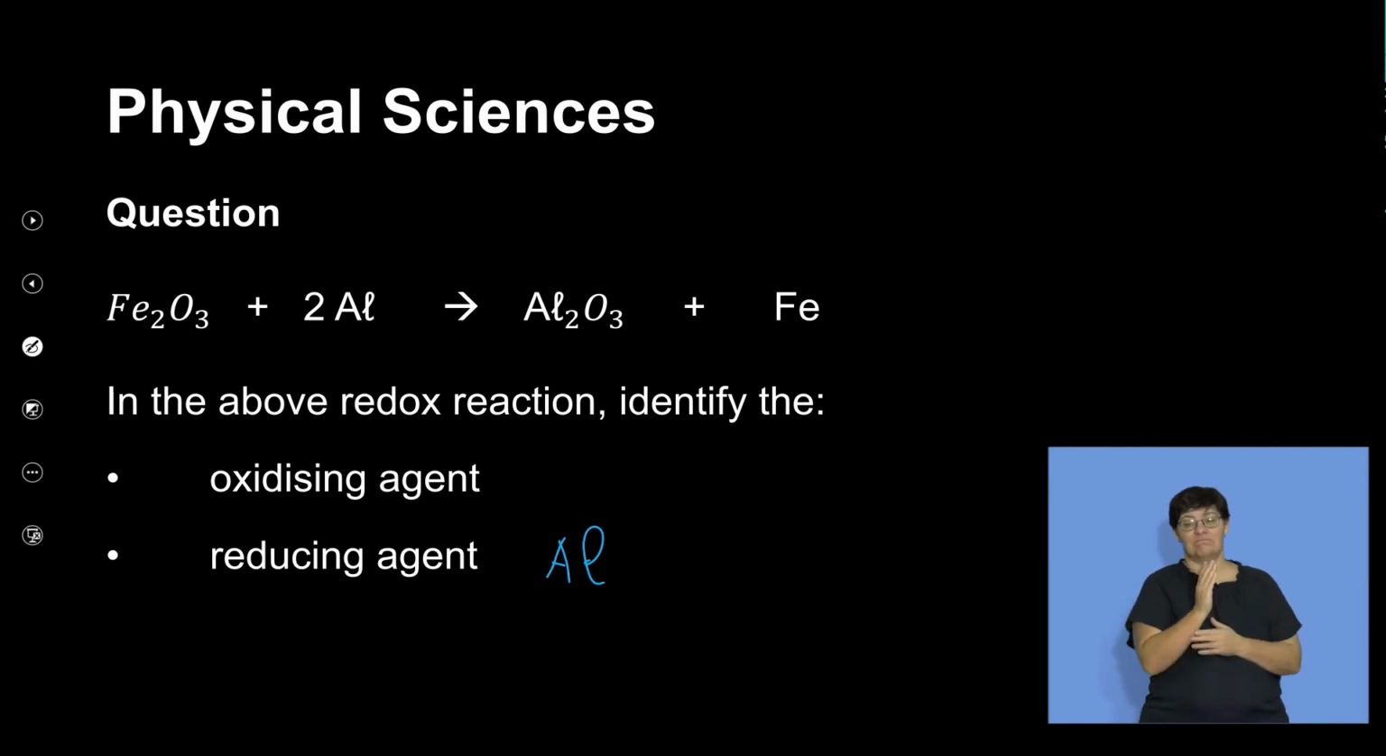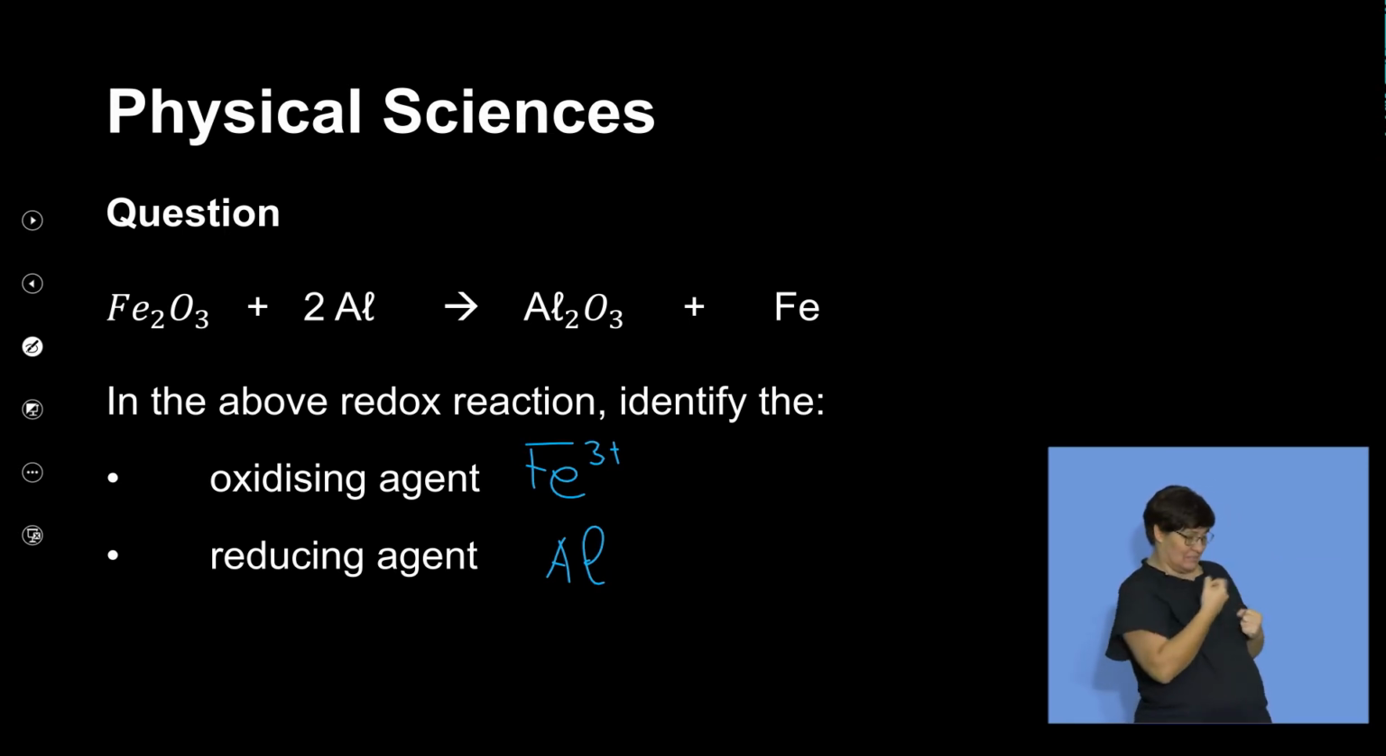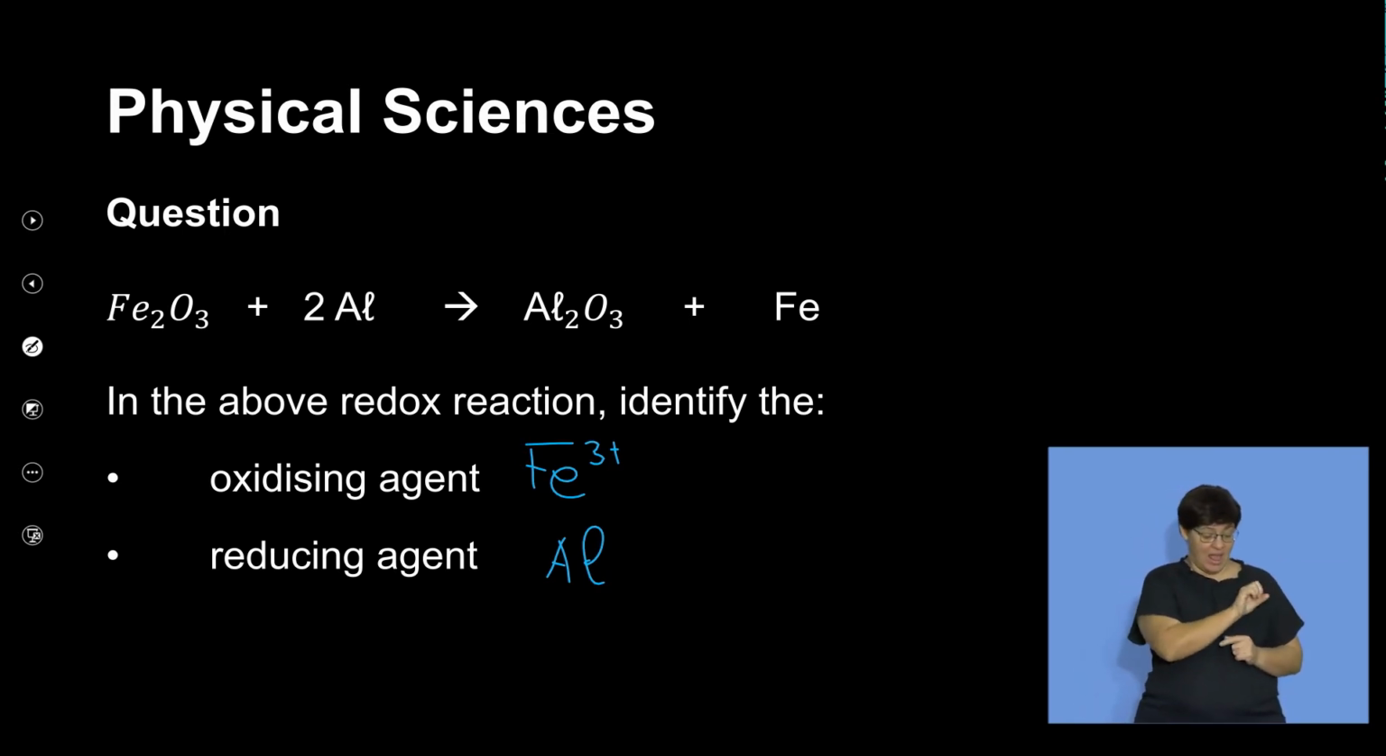And then an oxidizing agent undergoes reduction. So what is reduced is actually the iron 3 plus ions. So be careful of that. These are the formulae of the reducing agent and the oxidizing agent. Aluminium is the reducing agent because it loses electrons. Iron 3 ions are the oxidizing agent because they gain electrons. So that's very, very important as well.